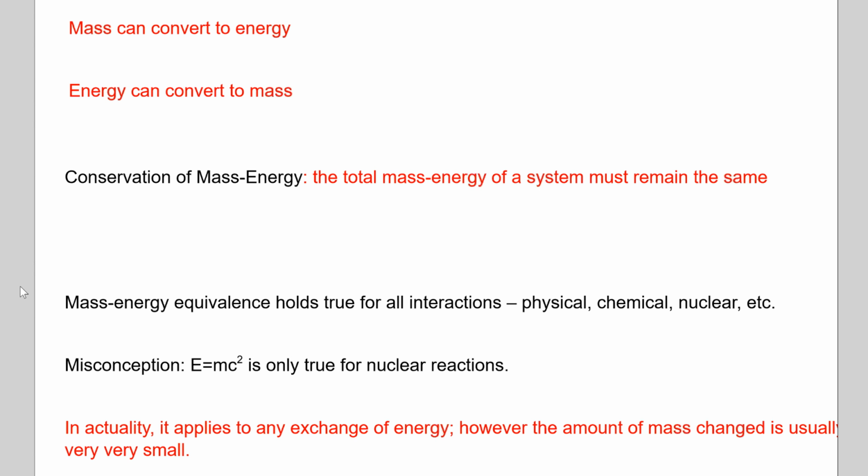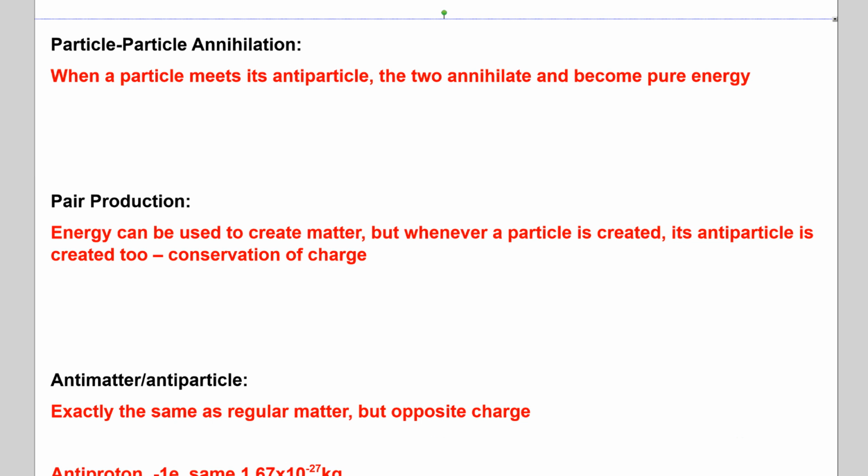However, the amount of mass is usually very, very small because the mass is equal to energy divided by the speed of light squared. And the speed of light squared is a really big number. So a little bit of mass gives you a lot of energy. And a little bit of energy gives you a very tiny amount of mass, almost zero mass.